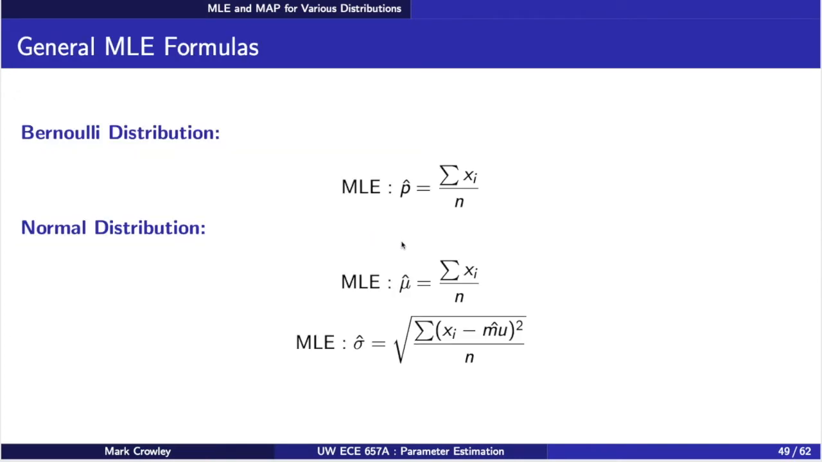I should get a longer list, for Bernoulli and normal, for Gaussian as well. It's the sample mean, but for the variance, it's this kind of root sample variance.